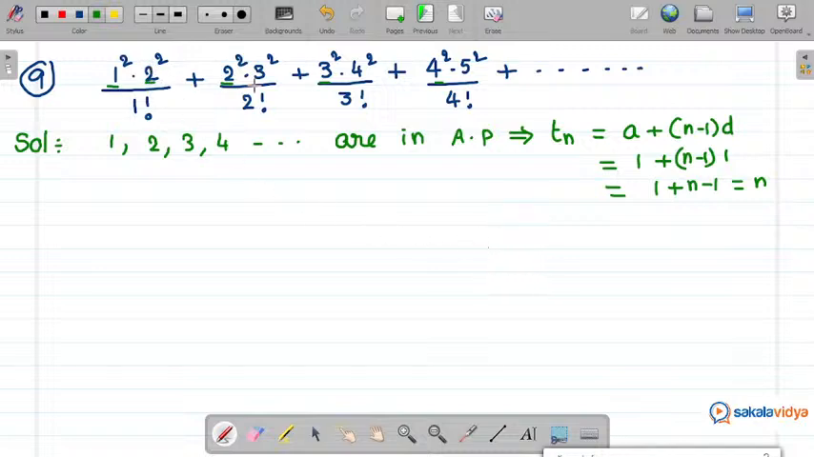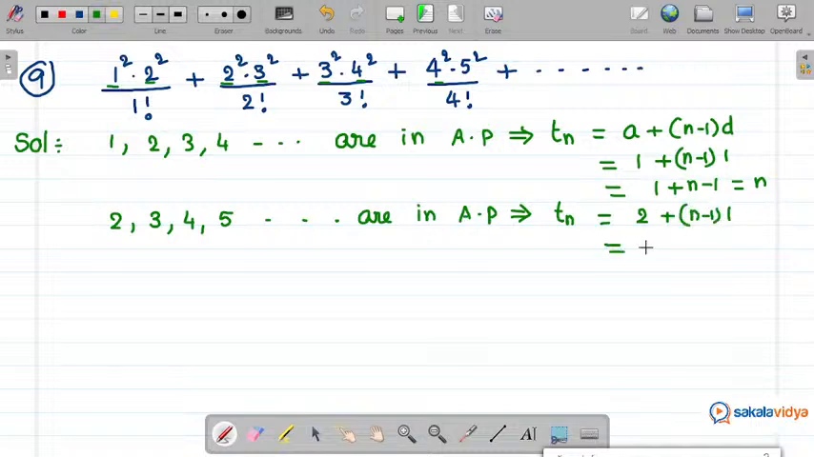Next consider 2, 3, 4, 5. 2, 3, 4, 5 are also in arithmetic progression. This is the second arithmetic progression, whose nth term has to be determined now. Using a similar formula, Tn, here a is 2, plus n minus 1 into the common difference, which is 1 only. 2 plus n minus 1, so n plus 2 minus 1 is n plus 1. Right. Now again, the denominator is 1 factorial, 2 factorial, 3 factorial, 4 factorial, that means n factorial is the nth term.